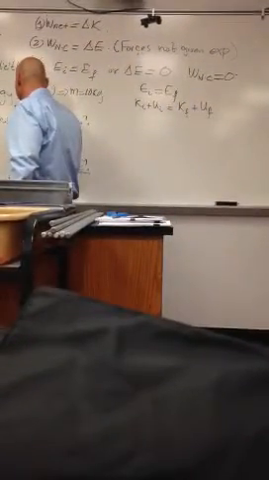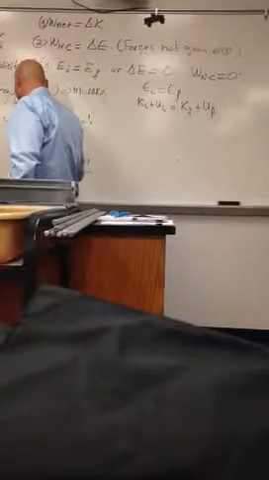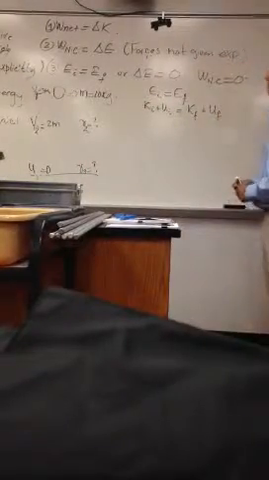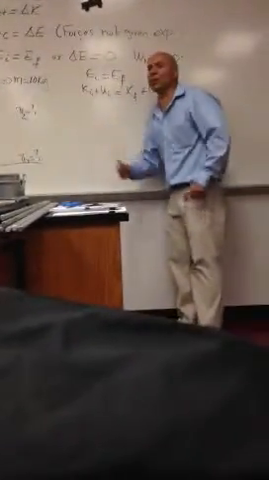Second point, third. I am in the second. I want to find the velocity at 2. So what can I do? What is K initial at the beginning? 0. I put 0.